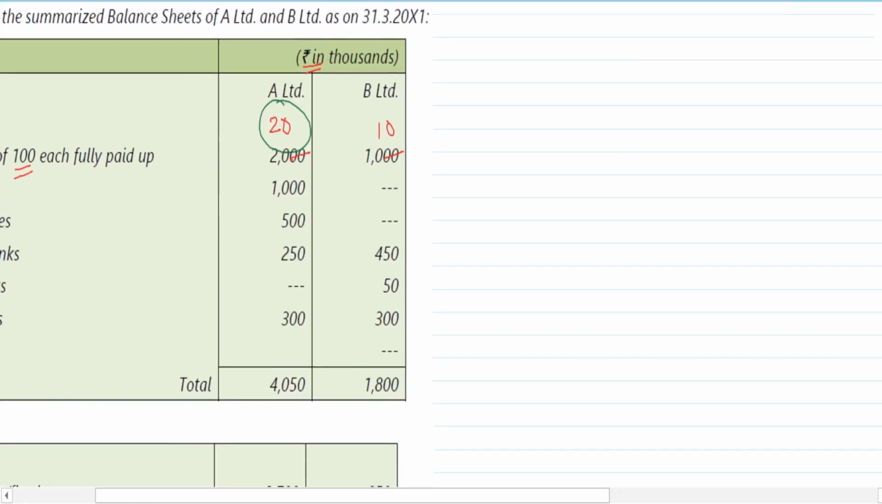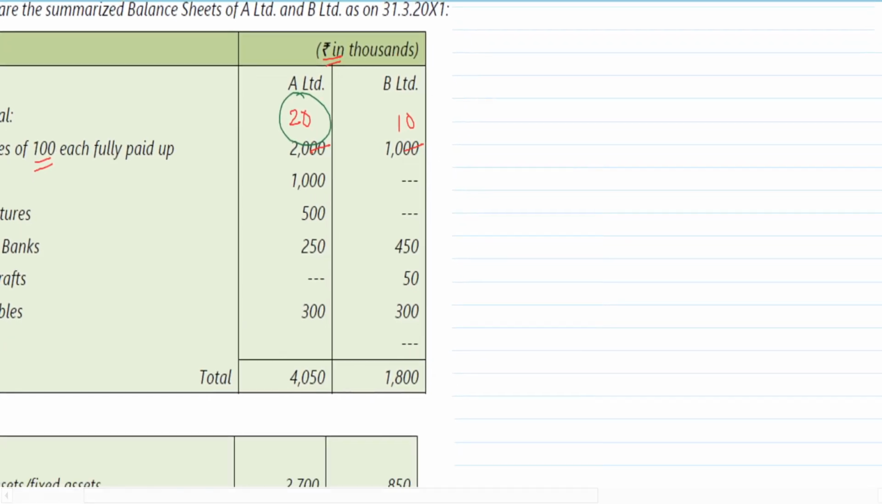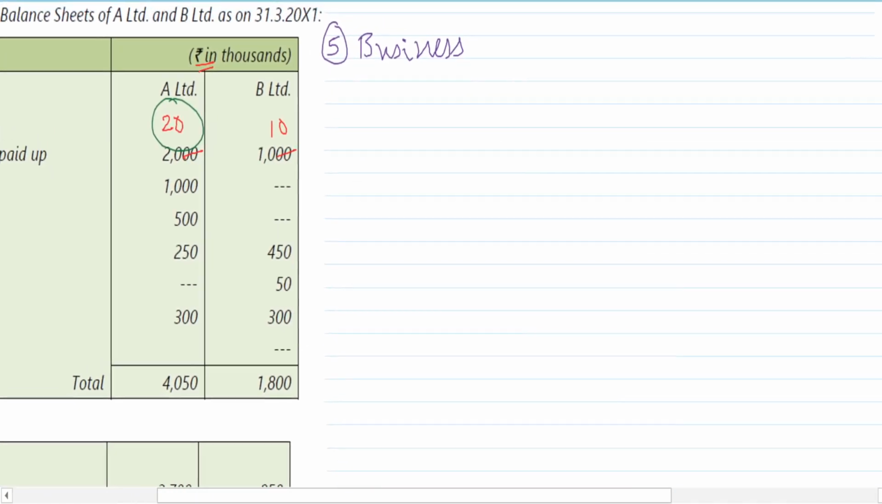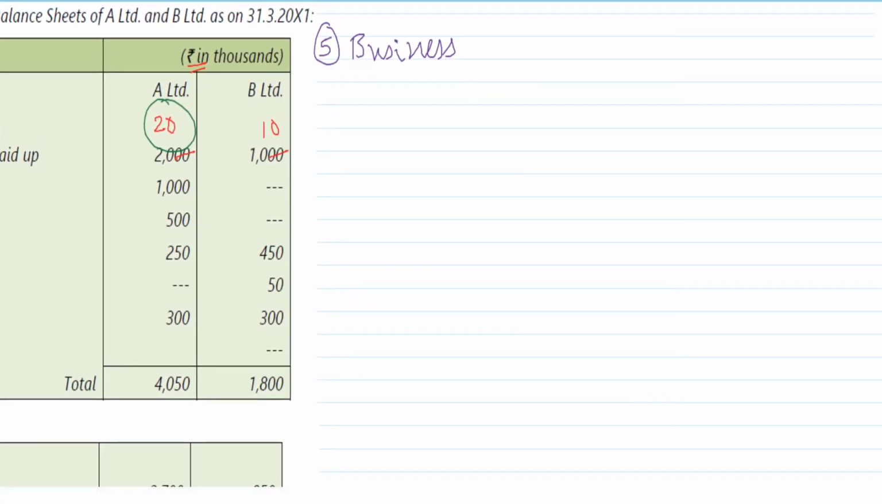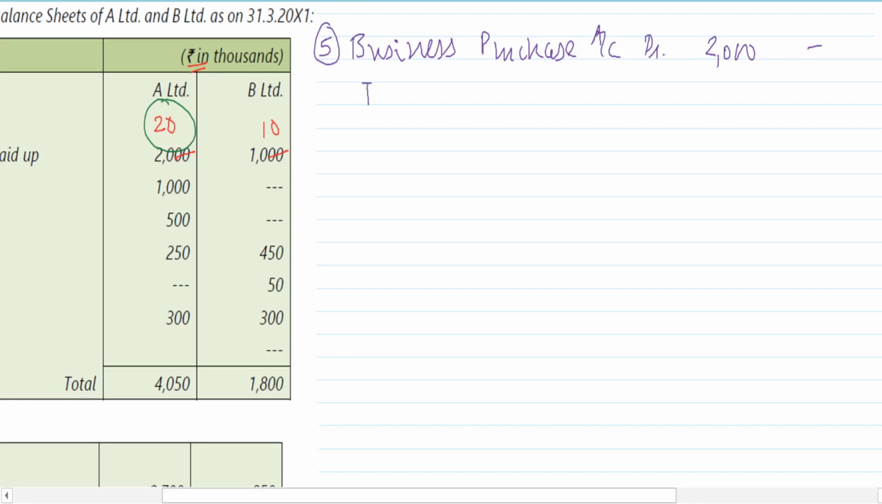Yes, now we will record the accounting entries for the scheme of amalgamation. I'm taking over the business of this company, A Limited. Right? Business purchase account debit 2000, to liquidator of A Limited 2000.